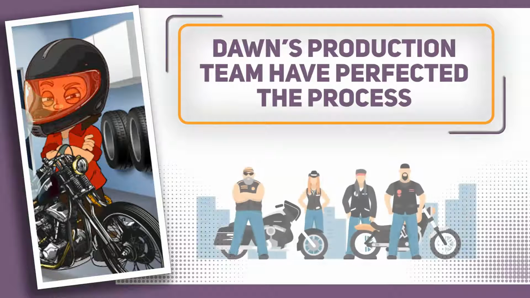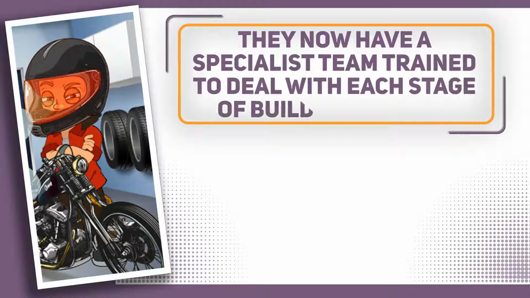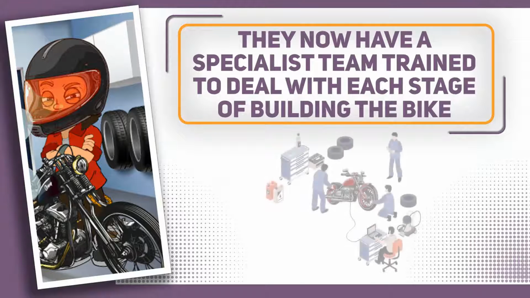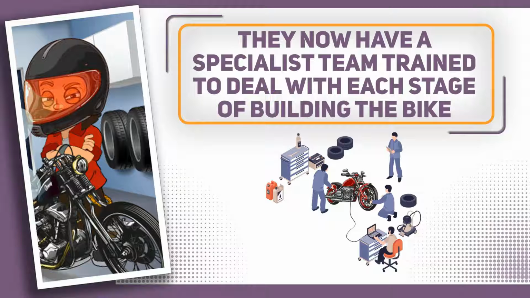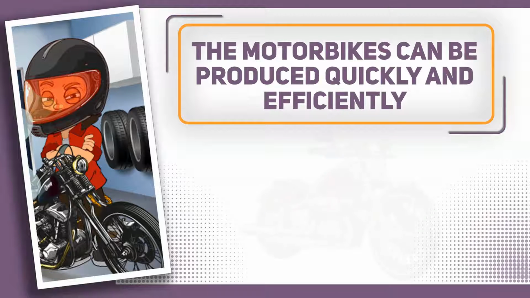Over the years that Tough Steel Motorcycles have been in business, Dawn's production team have perfected this process so that it is as efficient as can possibly be. They now have a specialist team trained to deal with each stage of building the bikes: painting, finishing, quality control and testing, and the use of specialised technology is there at each stage. The combination of having specialist workers at each stage of the process and using this specialist technology means that the motorbikes can be produced quickly and efficiently.